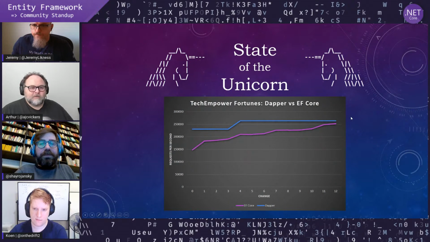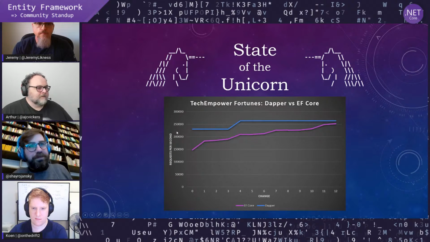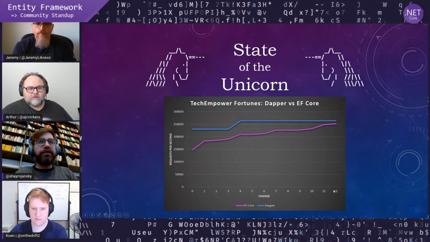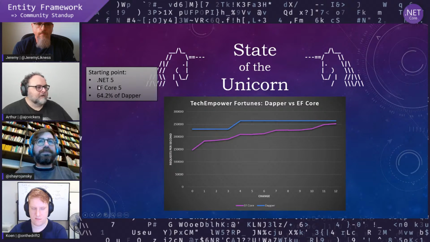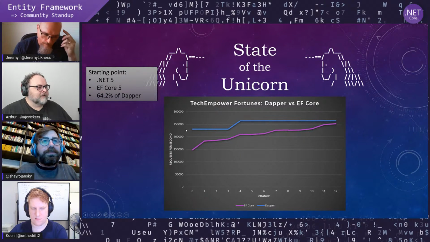So this is similar to the graph I've been showing before. This is requests per second, and the purple line is EF Core, and the blue line is Dapper. And then these are just the various changes we've made. No dates or anything. This isn't a time scale. This is just showing the progress. So our starting point was .NET 5, EF Core 5, and EF Core at that point was 64.2% of the Dapper perf.